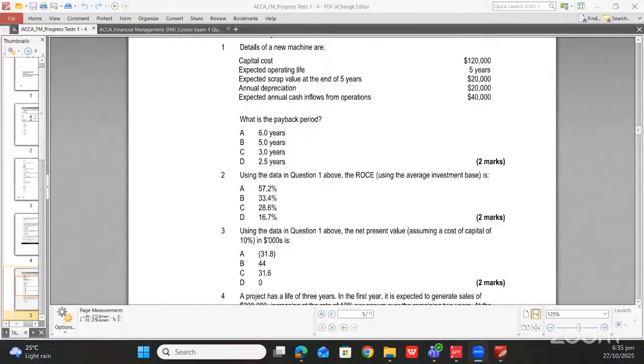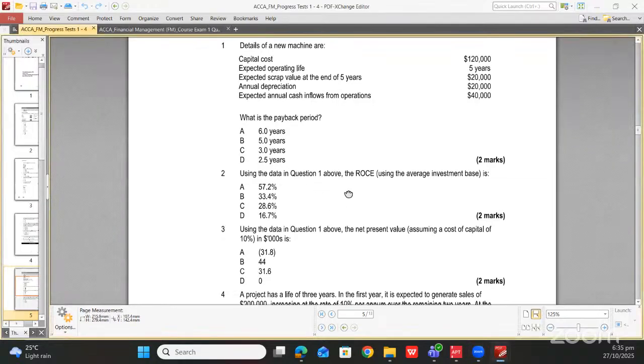All right, so let's see. So question one, what is the payback period? So payback, as we know, is a running balance. You spend $120,000 and you're receiving, based on the expected life, annual cash inflows of 40,000 per year. So that's a quick one. 40,000 per year would mean after 3 years, you get back the 120,000, straight payback. So the answer is C for question one.